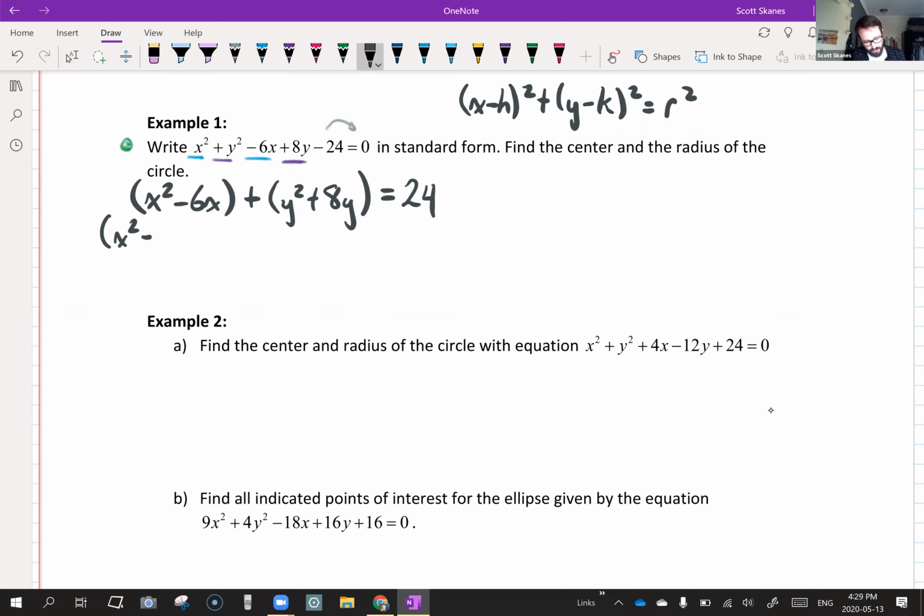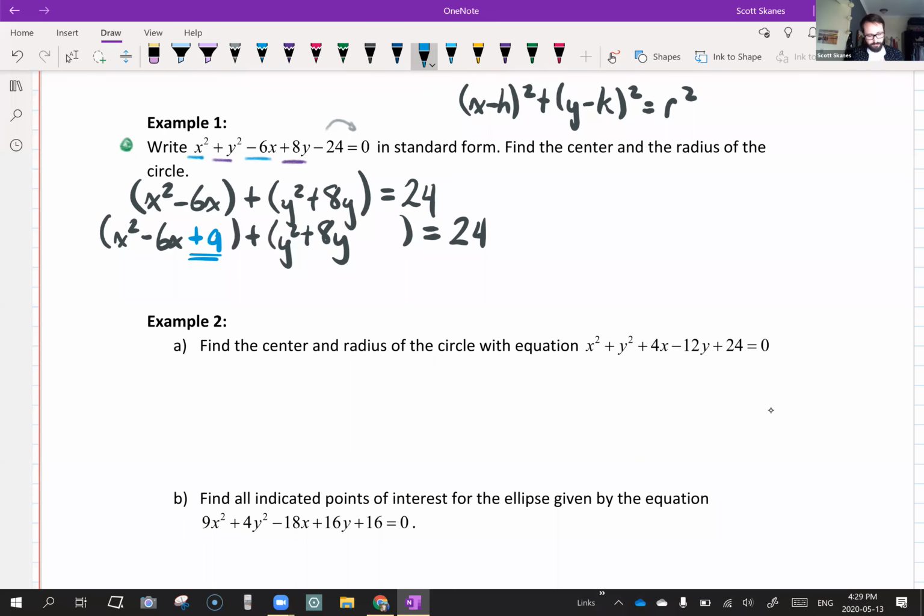X squared minus 6x. I'm going to add something to it. Y squared plus 8y. I'm going to add something to that. And then I'm going to have 24 over here. So you tell me, what number am I going to put here? What's my mystery number? 9. Thank you, Zara. Divide 6 by 2, you get 3, and square it, 9.